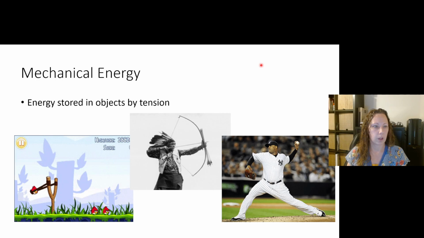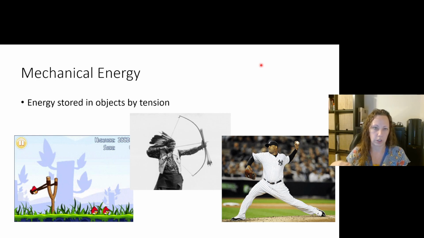Okay. So mechanical energy as potential energy is the energy stored in objects by tension. Now, I will note on mechanical energy that in the book, it does have it as both potential and kinetic, and you could still do that. And you'll see when we go over the motion energy, often that is what is called mechanical energy on the kinetic side.